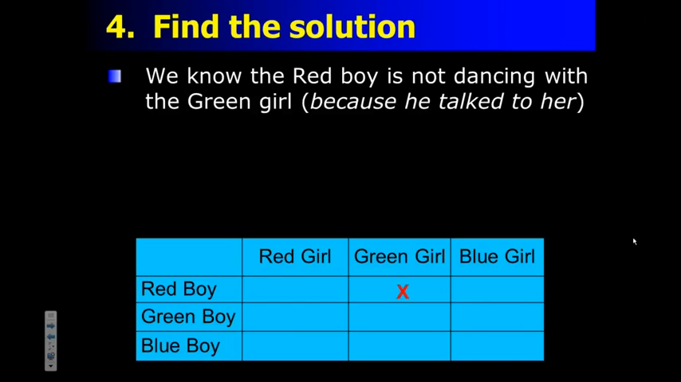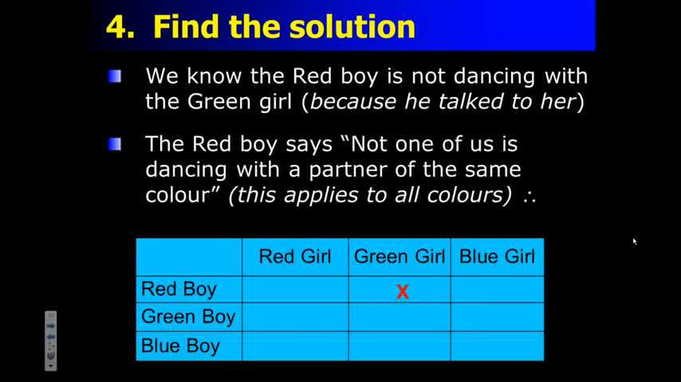Sorry about the sound effects. Here's what else I know. Red boy says not one of us is dancing with a partner of the same color. So I know red boy can't be dancing with red girl, and blue boy and blue girl, etc. So I can X a few more things out.